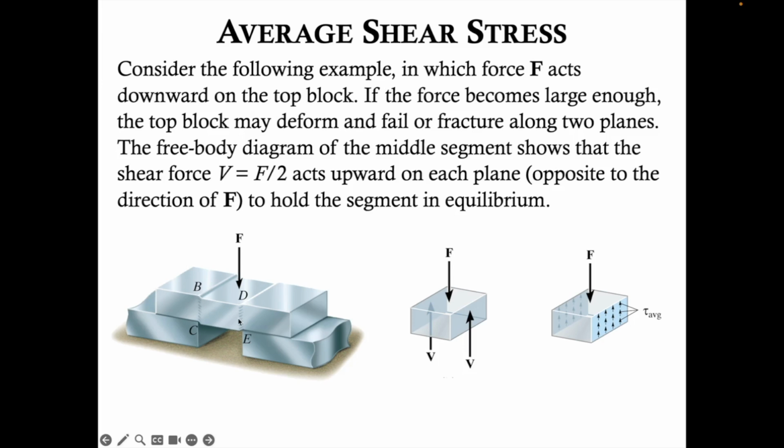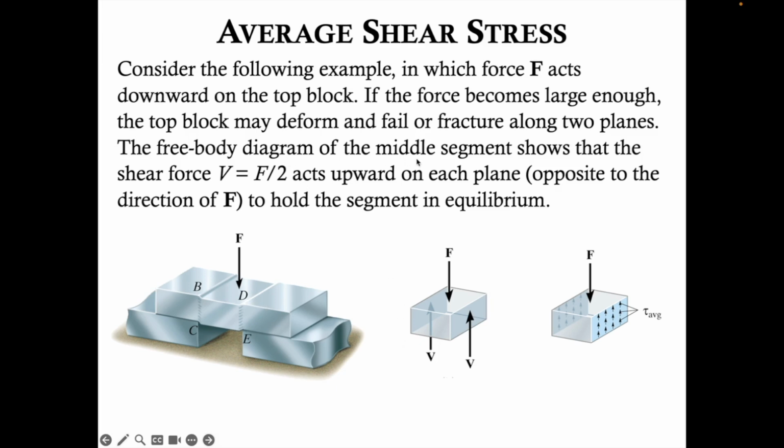Consider this example, in which force F acts downward on this top block. If the force becomes large enough, the top block may deform and fail or fracture along 2 planes. Those 2 planes would be within this block here, 1 plane here, back there, and 1 plane there. So you can imagine this middle segment basically fracturing at those 2 planes. We're looking at a free body diagram of that segment.